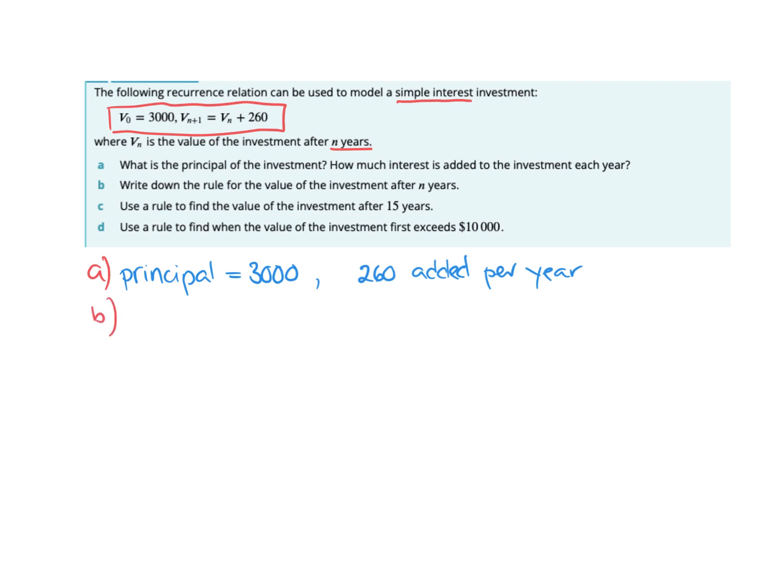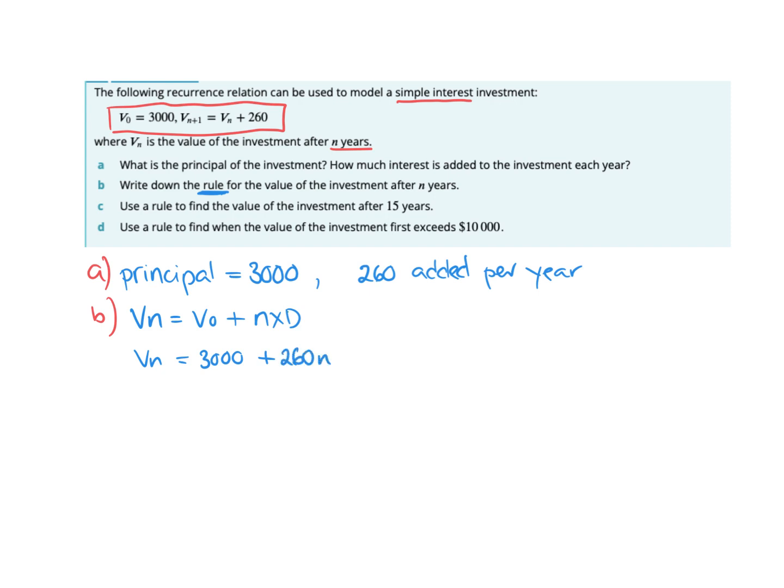So B, now it says write down the rule. See there, they're saying rule. So I know I've got to go to simple interest and write the nth term rule. If you look back at your notes, it was Vn equals V0 plus N times the D. Yeah? So in this example, what was V0? So 3,000. And what was the D? What's getting added on every time in this example? Yeah, so this would be 260.